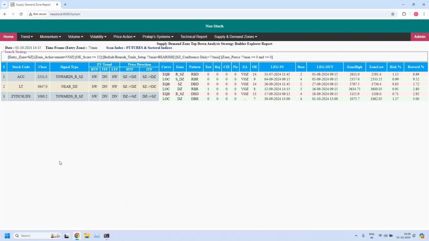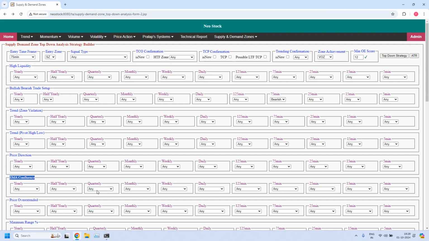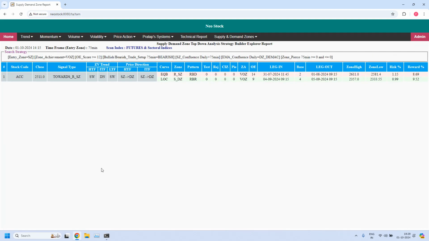All the three stocks are filtered. That means all the three stocks are part of the daily supply zone, 75 minutes. And the daily trend is downtrend. If any of these stocks are having daily EMA confluence, probably they are even more high probability setup. So in the EMA confluence at daily time frame, I am enabling the filter daily demand zone with daily EMA confluence. Let's filter. One stock is filtered. This is currently supporting a high probability setup, and also the entry time frame 75 minute zone is also a high liquidity zone.